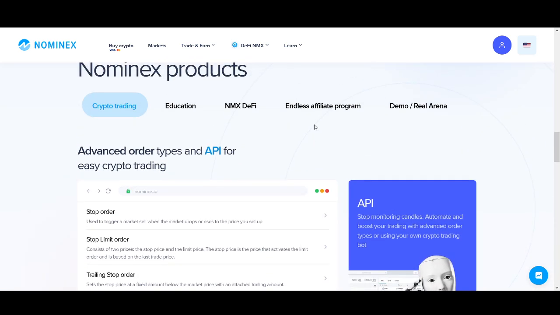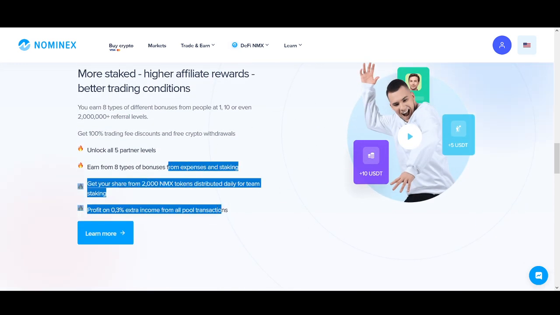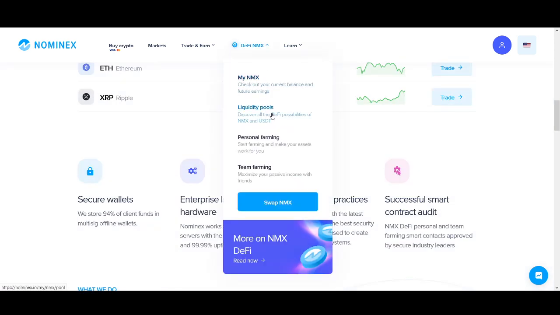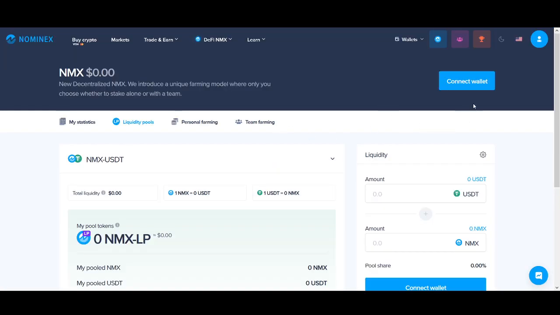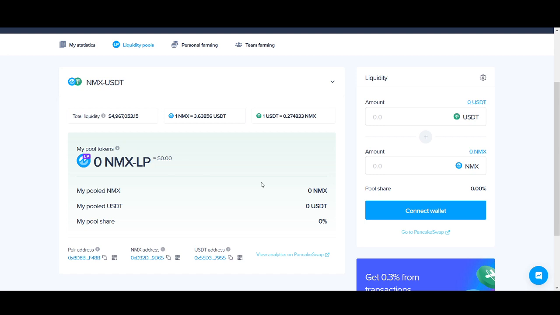And in a bull market, there's a lot of potential to grow your money. So now, guys, I want to show you how some of this stuff works. So, liquidity pool: you can connect your wallet. You can connect your wallet through Brave and MetaMask, and it's very simple to put your money in here. And then once you've got your money connected, you can transfer. If you transfer USD, you can transfer it to NMX, and you can do it through PancakeSwap as well.